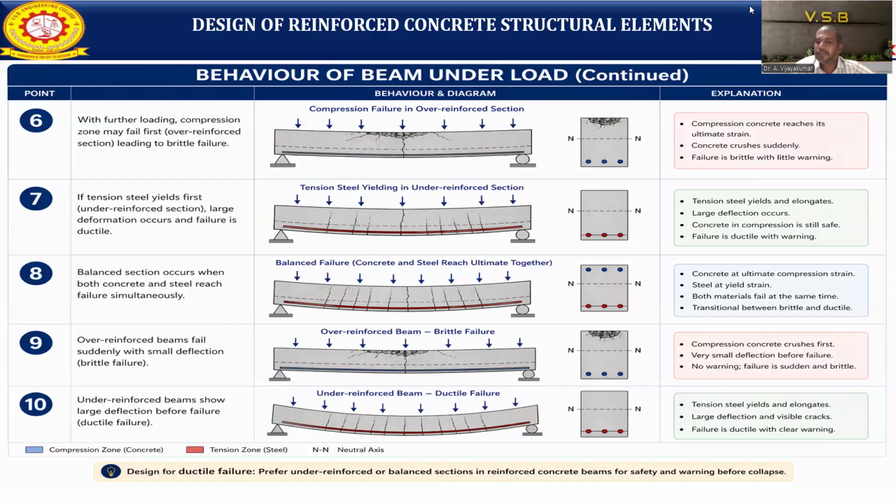What will happen here? The tensile steel yields and elongates. Then it shows a long deflection, and visible cracks we are also able to see. The failure is very ductile. It gives a clear warning to the people. Once we know the warning, we are able to remove the loads. So when designing the structure against failure, we need to prefer the under reinforced or the balanced section for a reinforced concrete beam, for safety and warning before the collapse. For any case, we should not assume an over reinforced section.